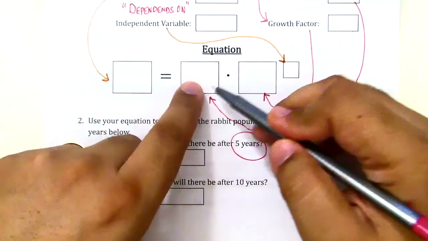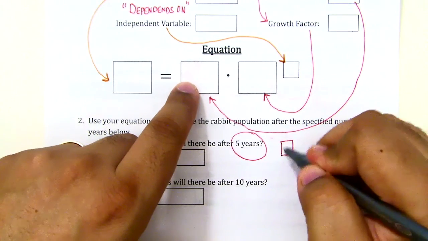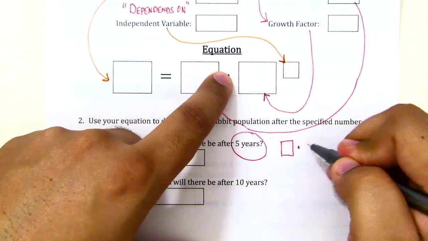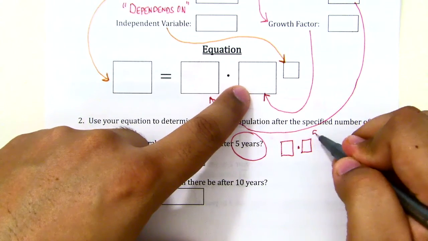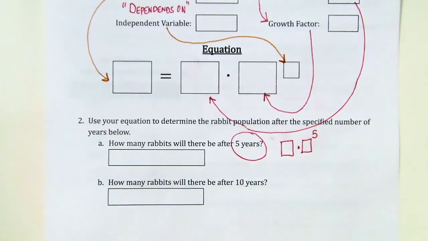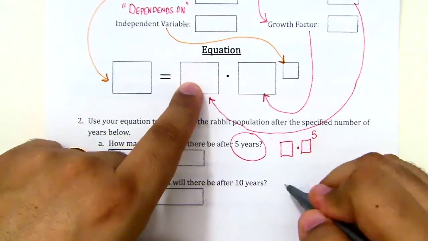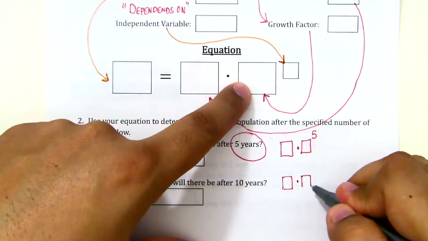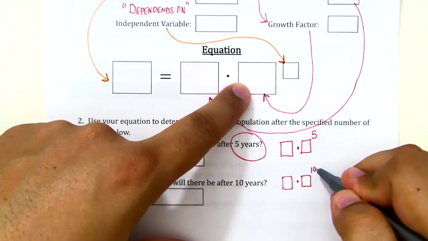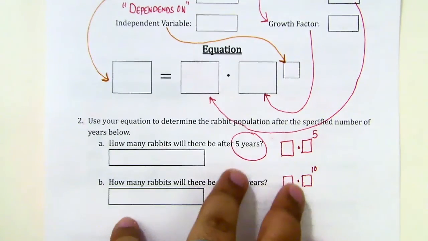So it's going to be whatever number you have here. I'm not going to give it to you because I want you to write this equation yourself. So this number multiplied by this number raised to the 5th power, right? That's how you're going to get that. Same thing for the next one. Instead of a 5, you're going to write a 10. So whatever number you put in this box, multiplied by whatever number you have in this box, now raised to the 10th power, right?